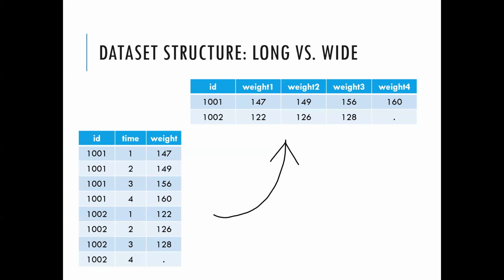On the other hand, we can have a wide data set. So that's just the data set that's depicted at the top right-hand side there. And you can see now we only have 1 row per participant. We don't have that time variable, but we have 4 weight variables corresponding to each time we measured that participant's weight. So you can see participant 1002 didn't have their weight measured at time point 4, and so you can see here in that Y data set that it's also missing from that column.